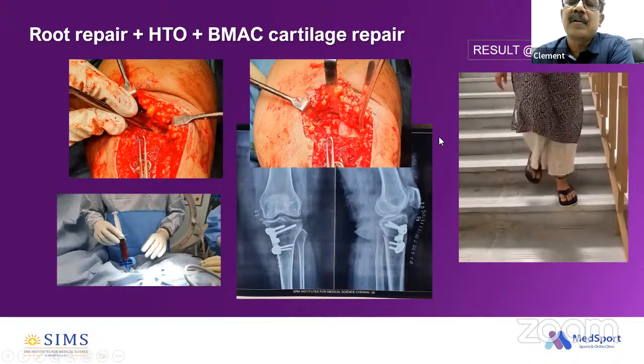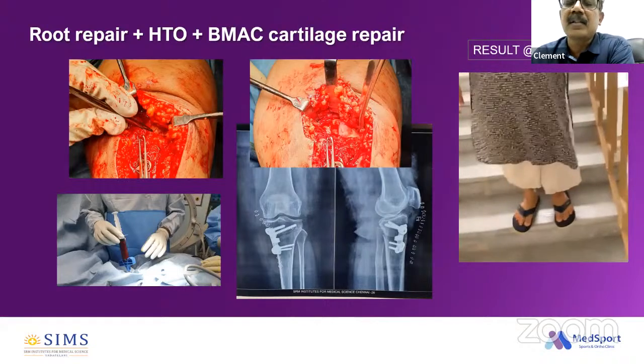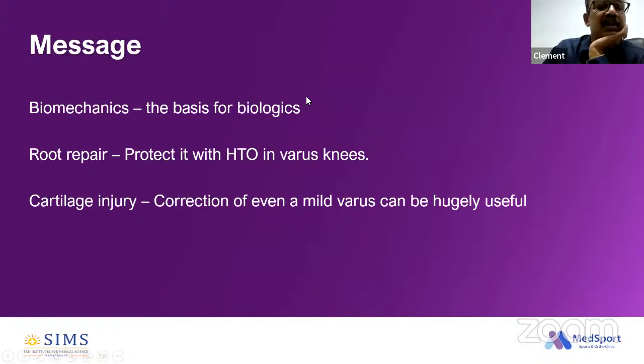And in many patients where we have done root repair in obesity as well as slight malalignment, we have seen the root repairs fail, especially if the patient is young and symptomatic. When you do a root repair, you should always think whether HTO should be done to protect it, because definitely it has a protective value when you do a root repair. And we have to re-emphasize that proper biomechanics is a basis for biological healing. And when you're dealing with cartilage lesions, even a slight correction of 2 to 3 degrees of varus gives enormous clinical relief. So with this, I think I'll stop my case.